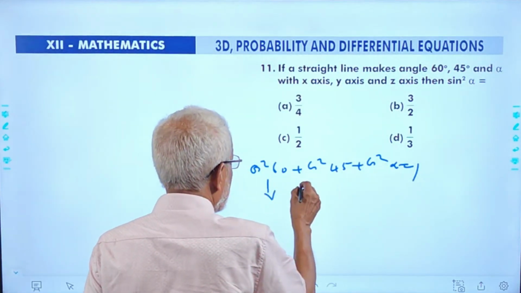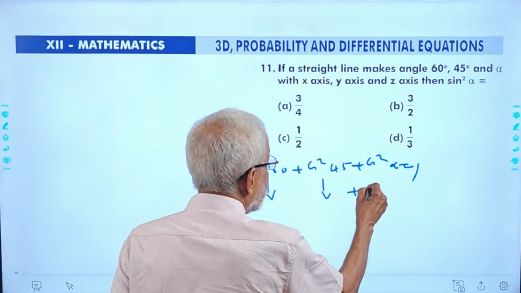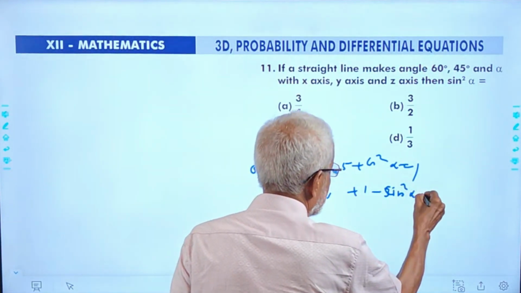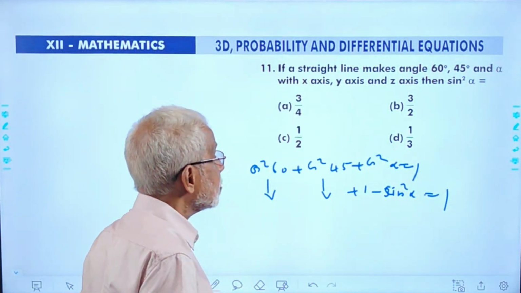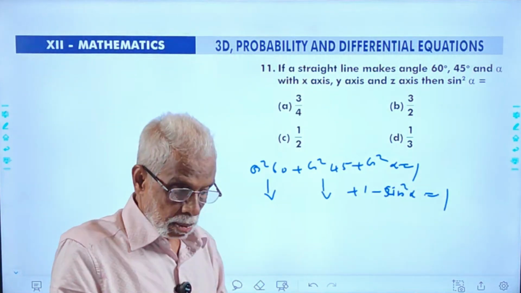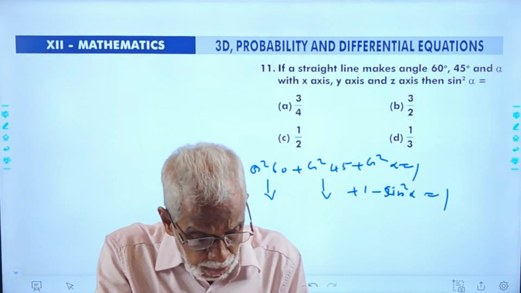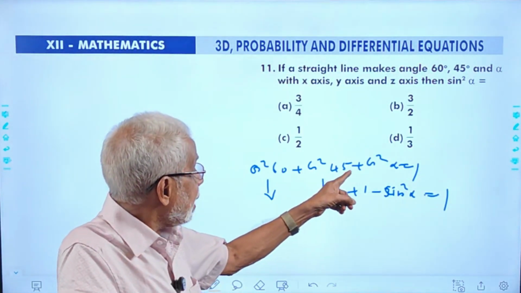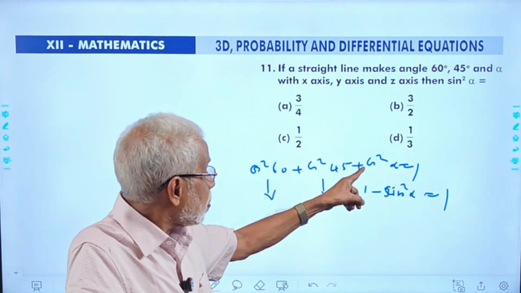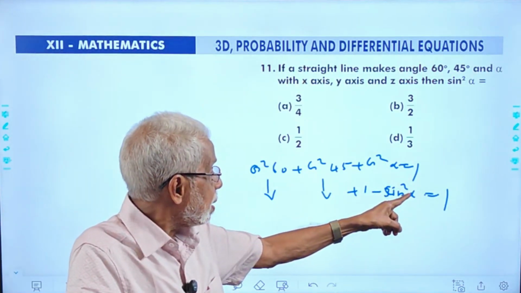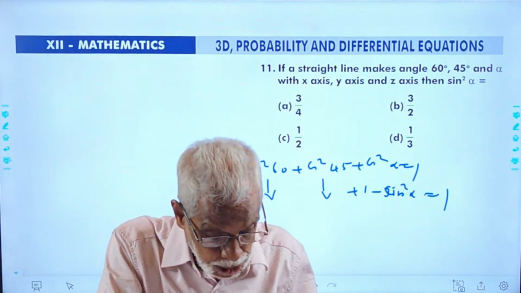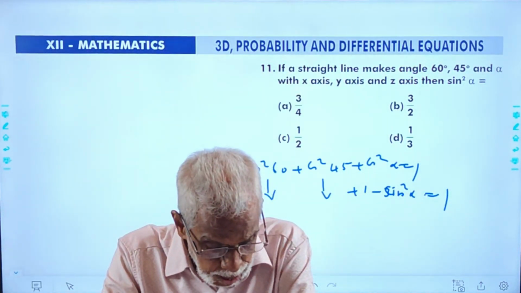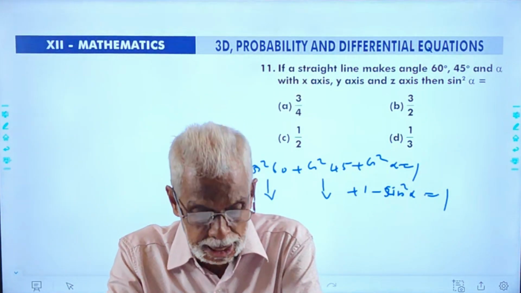Substituting the values of cos square 60 and cos square 45, and instead of cos square gamma writing 1 minus sin square alpha, it equals 1. We get sin square alpha as 3 by 4. 3 by 4 is the correct answer.